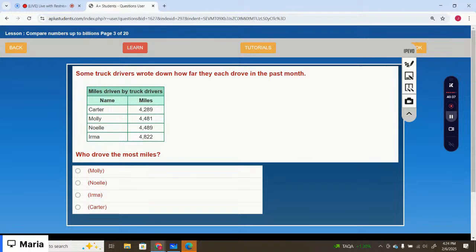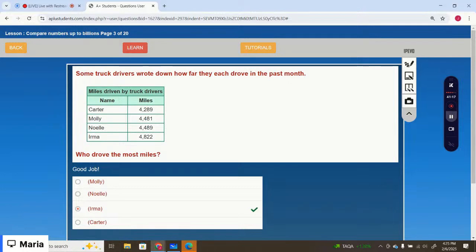Some truck drivers wrote down how far they each drove in the past month. Who drove the most miles? Which is the correct option? Irma drove the most, right? The correct option is Irma. Option number 3 is the correct option.